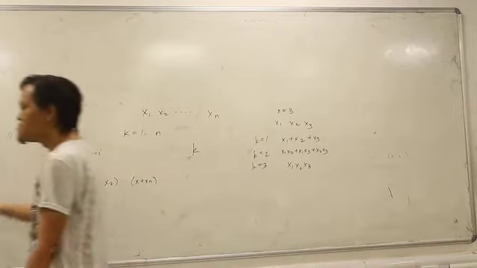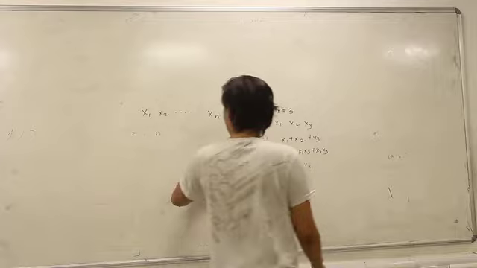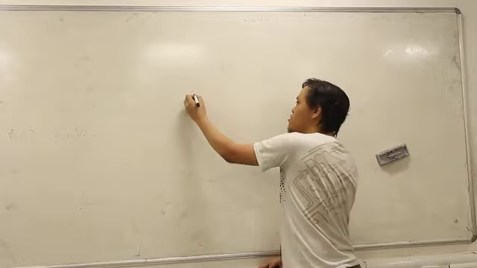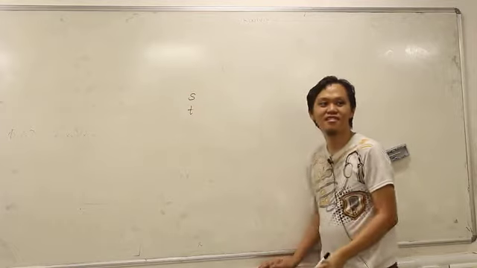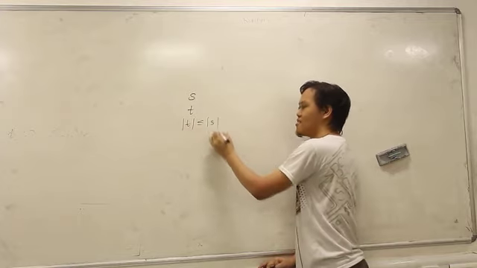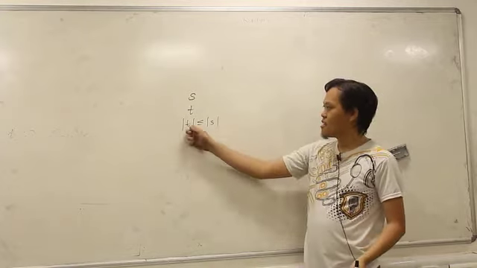Okay. So next problem. In the next problem, you're given two strings, S and T, and the length of T is at most the length of S. The question is, how many times does T appear as a substring of S?